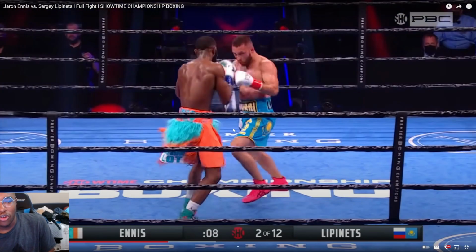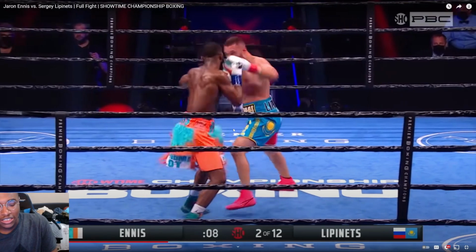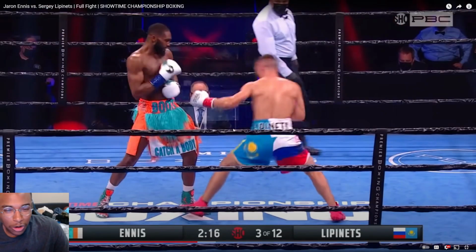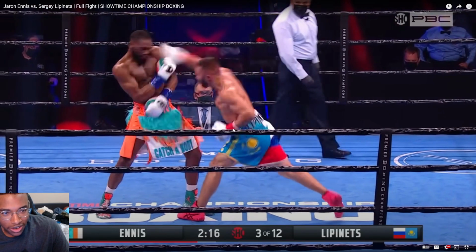Oftentimes I use the metaphor of a landmine, meaning if you step in a certain part of the range at certain times, then you will run into issues. In this case, Lipinets is stepping in with the jab, and he gets countered with a stiff jab from Jaron Ennis. So there's consequences for entering that territory. This isn't really an if-then moment, but if you don't watch Jaron Ennis, you definitely should.